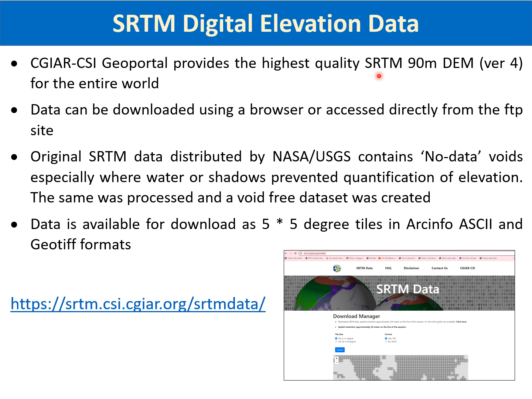Now, by highest quality, we mean that the original SRTM data, which was distributed by NASA and USGS, contained many no data voids, especially where water or shadows prevented quantification of elevation. So many researchers have tried to fill in these no data voids, and many versions of SRTM data have come. The data available on this geoportal is version 4 SRTM 90 meter, which is void free. The data is available in the form of 5 degree by 5 degree tiles.